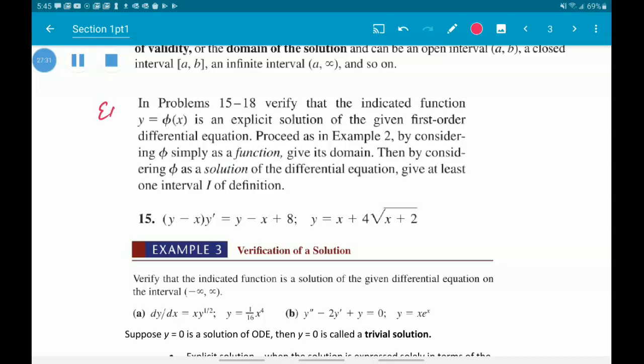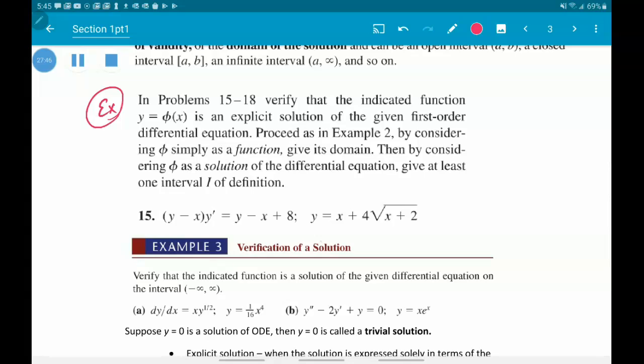So let's look at an example here. We want to verify the indicated function is an explicit solution of the given first order differential equation. And then they're going to ask us a little bit about the domain. So let's look at this guy. This is the solution that they're saying. They want us to verify that. So to verify that, we're going to have to find a derivative and we're going to have to substitute everything we have into here.